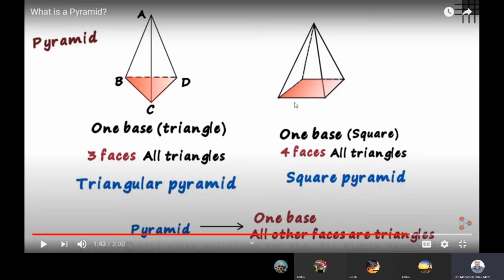And all the faces here will be congruent triangles. Why congruent triangles? Because, as you remember, in the square we have 4 equal sides. So here we have 4 congruent triangles. Continue.